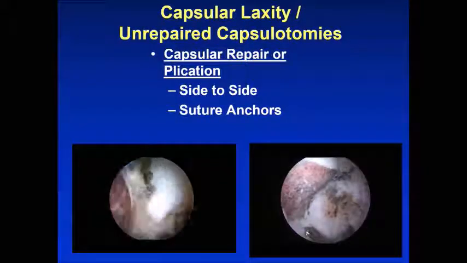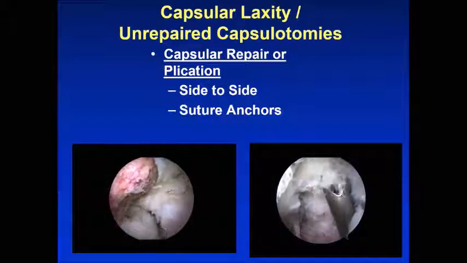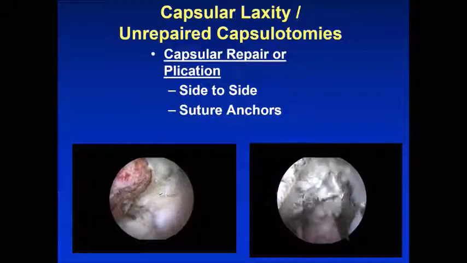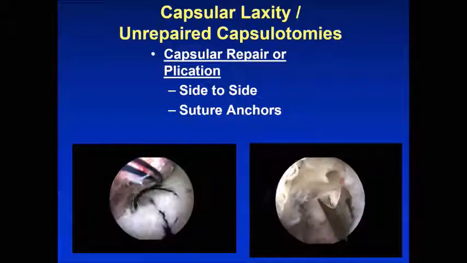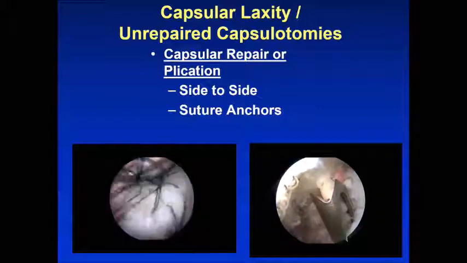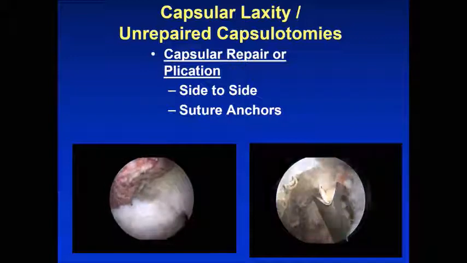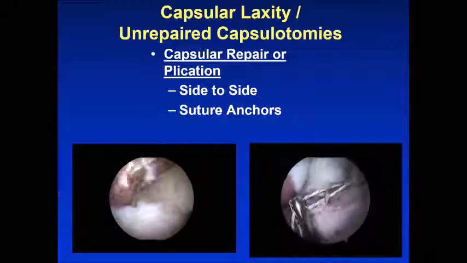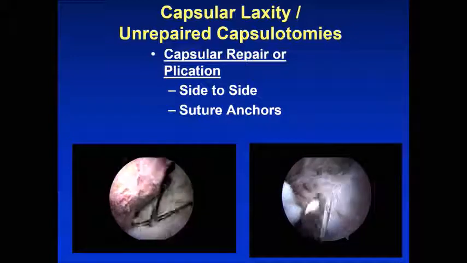Capsular laxity or unrepaired capsulotomies. People do talk about capsular reconstructions. I find that is rarely necessary. So either I'll take away the scar tissue between the two ends and do a side-to-side repair, seen at the bottom left, or if the more frequent finding is that the more proximal capsule adjacent to the acetabulum is deficient, I'll then repair the distal limb up towards the acetabular rim with suture anchors.